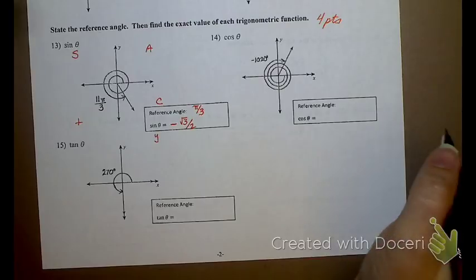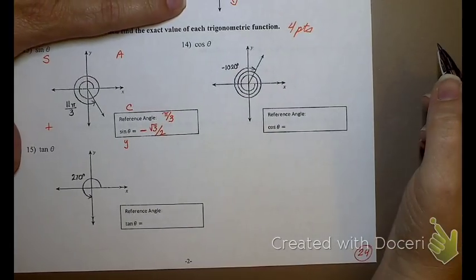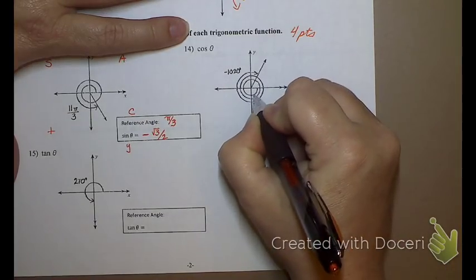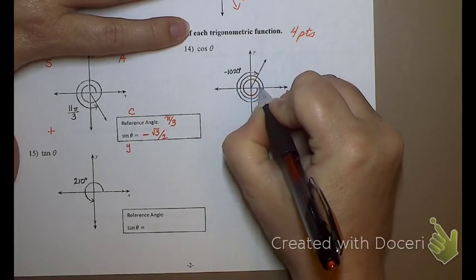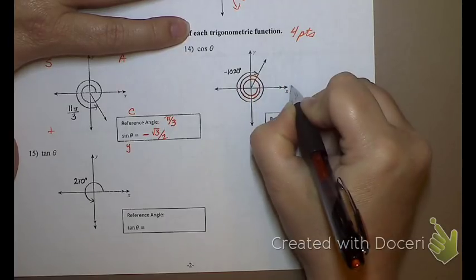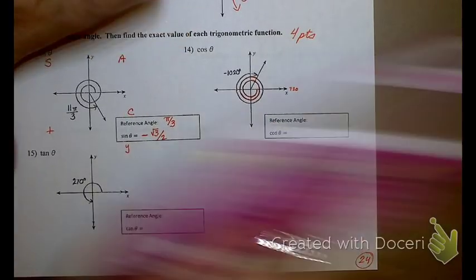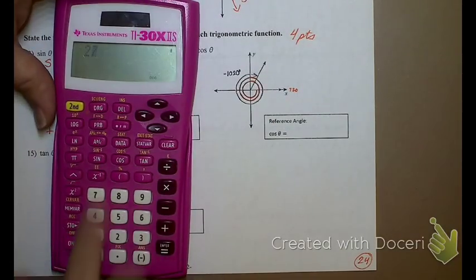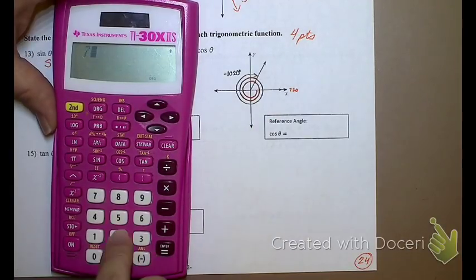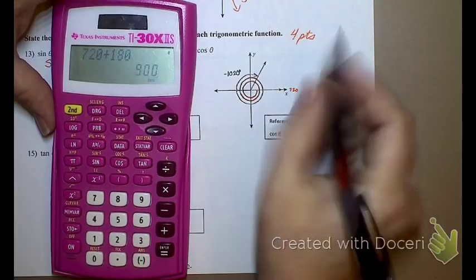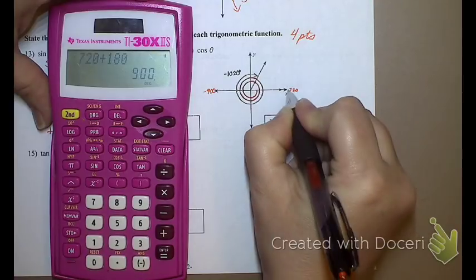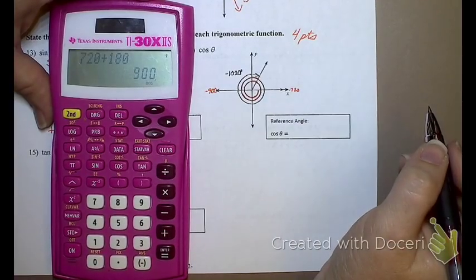Okay. All right. This one right here, negative 1020. We're going to have to do a little thinking for a reference angle. So I'm going to follow this. I know that this revolution is 360. Another full revolution is 720. I'm going to start writing them. What is 720 plus 180? Sorry, 720 plus 180. So by the time I get here, it is negative 900 degrees. Do you get that? Okay.